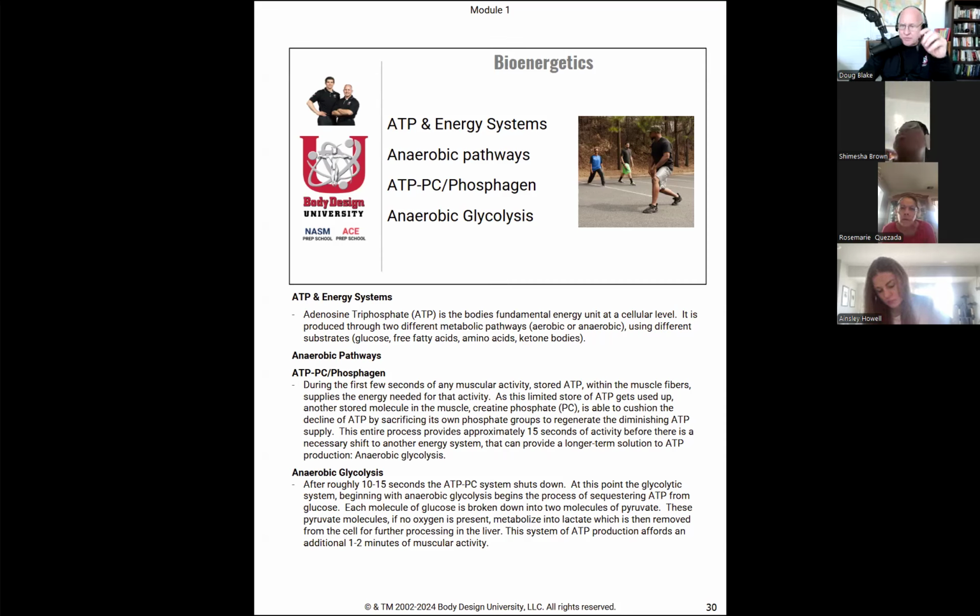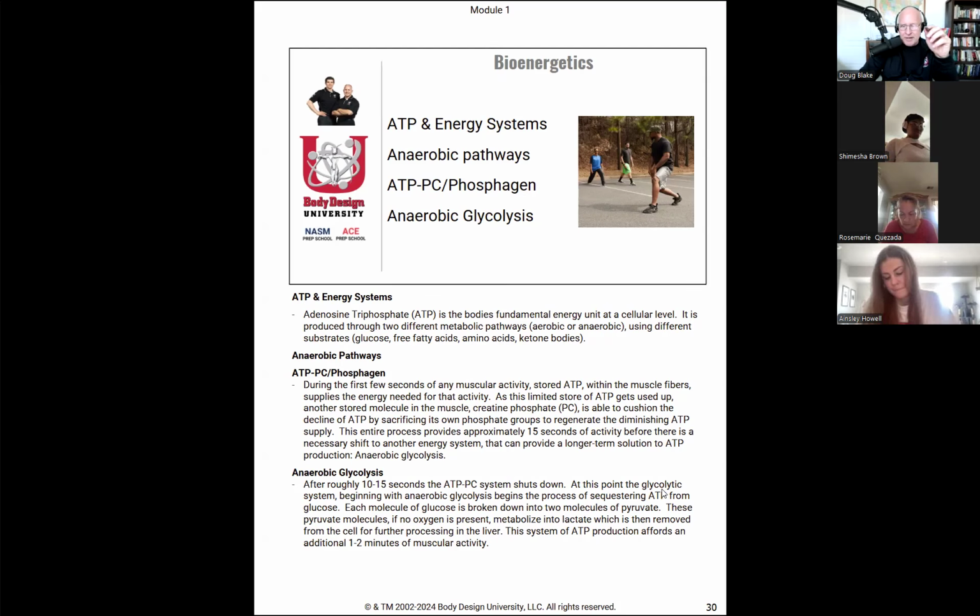But now we need another system to help us after that 15 seconds. And this is called the anaerobic glycolytic system. Y'all got that? See the word? Anaerobic. Okay. And again, we'll talk later about the aerobic glycolytic system. But right now we have the anaerobic glycolytic system. And it's really very simple. At this point, the glycolytic system, beginning with anaerobic glycolysis, begins the process of sequestering. That's an SAT word for those of you that took the SAT back in high school.